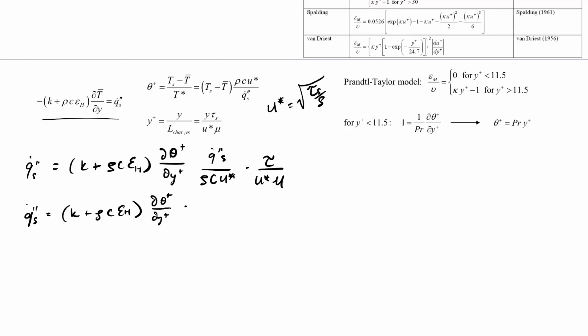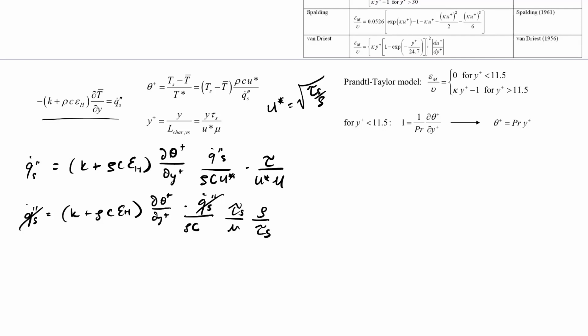This is exactly what I just wrote. Not quite. Oh yeah, let's go with the u star. Okay, so this is q dot double prime s over rho c. Now we have tau s over mu and rho over tau s. Okay, q dot double prime s goes away, so that's on both sides, so we can cancel that.